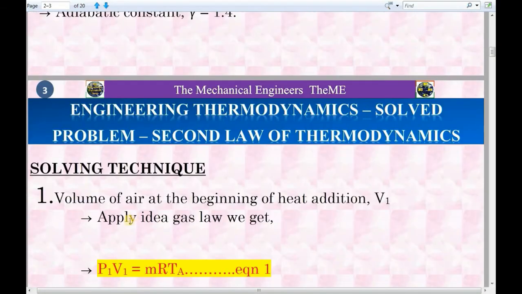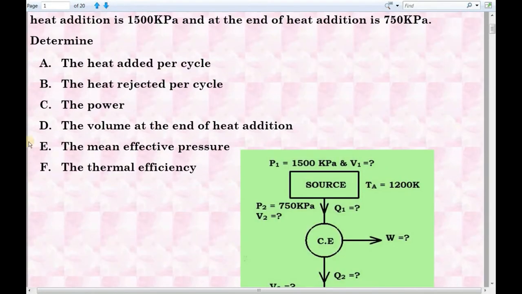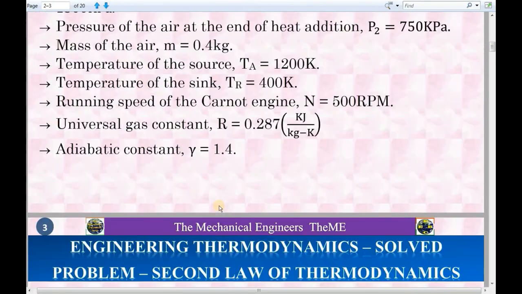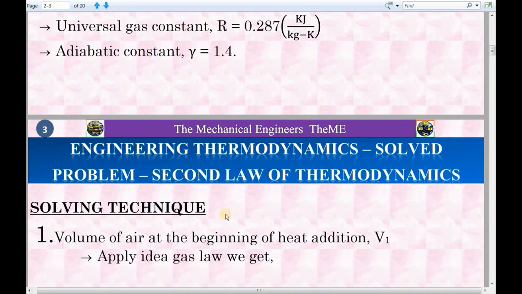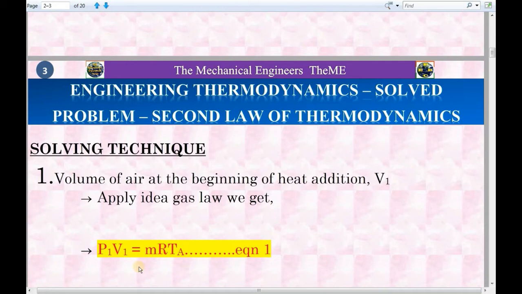Okay. Now I will move to the solving technique. First we will find the value of volume of air at the beginning of heat addition, which is taken as V1. First of all, why do we have to find the value of V1? By finding the value of V1, we will be able to find the values of heat added per cycle and mean effective pressure. For finding the value of V1, we will use the formula of ideal gas law, and the formula is P1 V1 = m R Ta, and consider this one as equation 1.